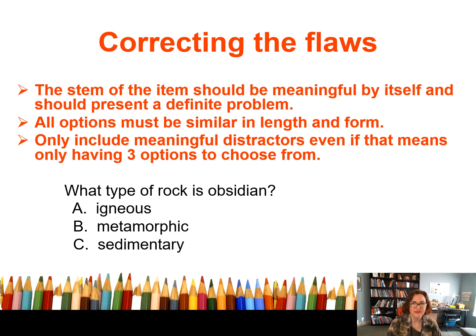So to correct this flaw, you need to make sure that the stem of the item is meaningful by itself and poses a real problem. So you could make this become a question rather than a statement. You also want to make sure that all the options are similar in length and form. So in this case, there's really only 3 correct answers. There are 3 different types of rocks, and that's it. So there's no reason to add a 4th distractor that really doesn't fit in with the other ones.